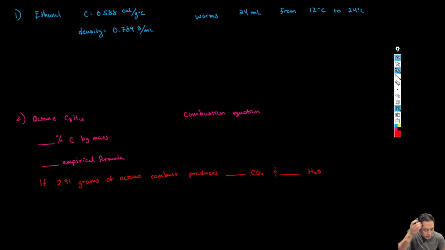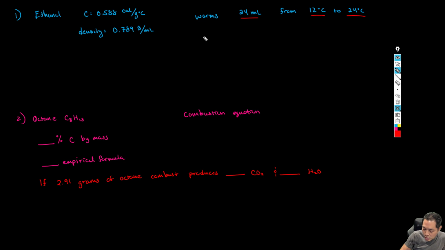All right, for problem 1, we have the following information. We have the specific heat of ethanol, which is 0.588 calories per gram degree Celsius. We also have a density of 0.789 grams per milliliter. It's kind of weird because you're burning ethanol and you're also warming it up. But the main concern is right here. As something's burning, whether it's ethanol or something else, it is warming 24 milliliters of it from 12 to 24.